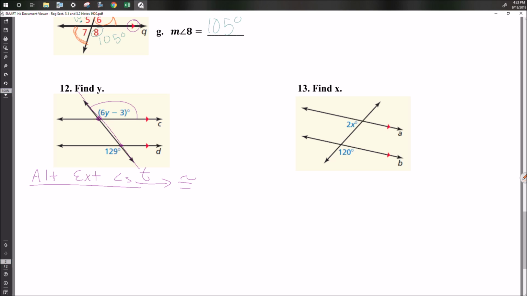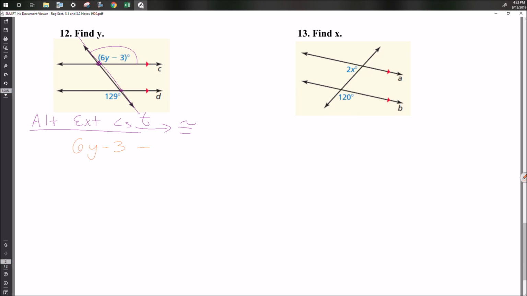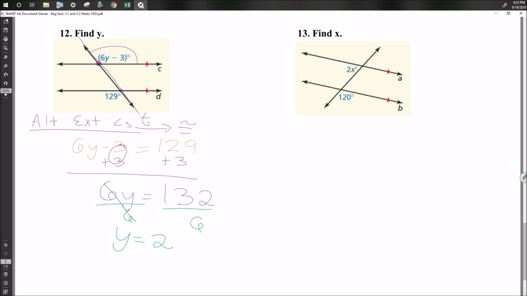Since they're alternate exterior angles, I know they're congruent. Since they're congruent, I'm going to set them equal to each other. So I'm going to set 6y minus 3 equal to 129. Now, all I have to do is solve for y. The first thing I'm going to do is add 3 to both sides. So I get 6y equals 132. My next step is to divide by 6. So I get y equals 132 divided by 6, which is 22.